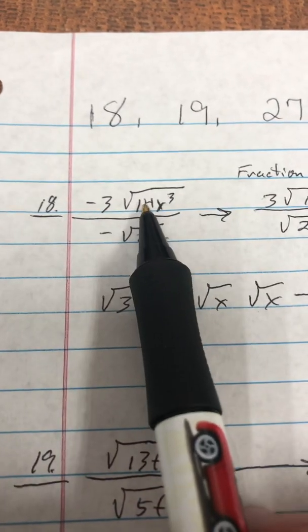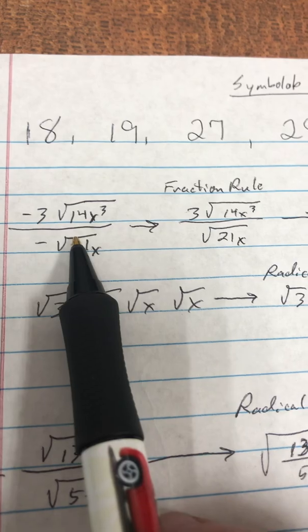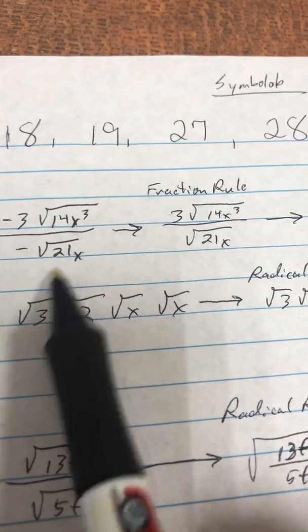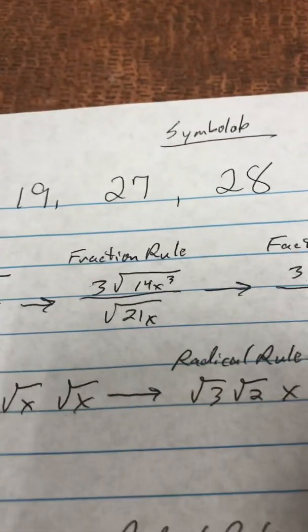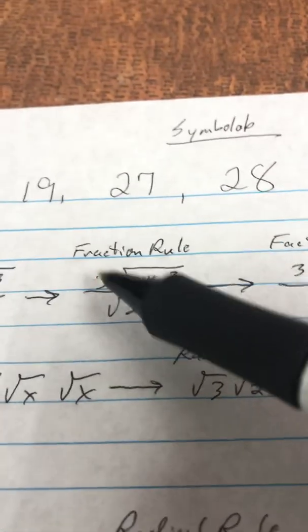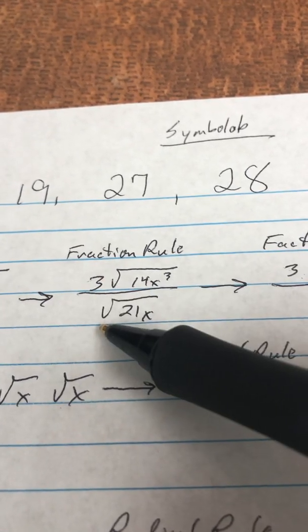So taking a look at this first one, number 18. We start with this expression. Got to look back and think back about what I did here. The fraction rule: if you have a negative over a negative, it's positive. So you just change it to positive right off the bat. And then you're going to factor. So just factor this out.